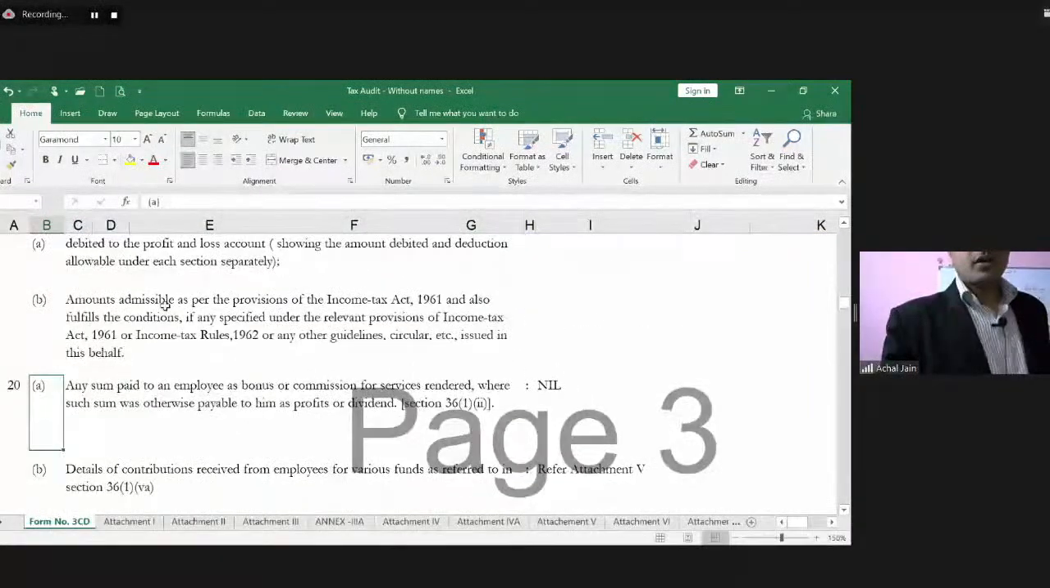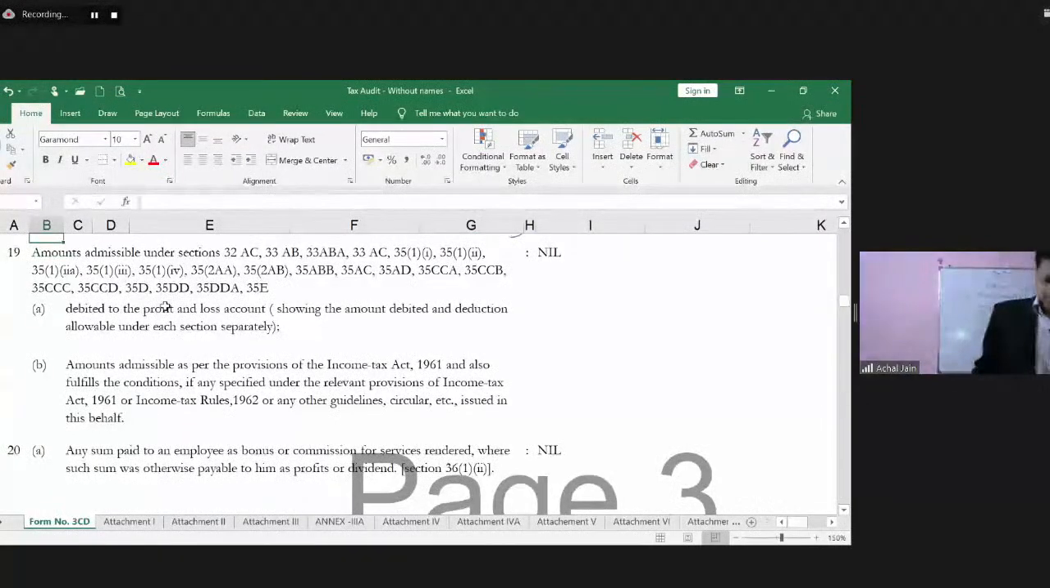Moving further on to clause number 19, 20. It requires amounts which are admissible under section 32AC, 33AB, 33ABA, 33AC, and so on, and which are debited to P&L, showing the amount debited and deduction allowable under each section separately, amounts admissible as per the provisions of Income Tax Act, and also fulfills the conditions which are prescribed therein.